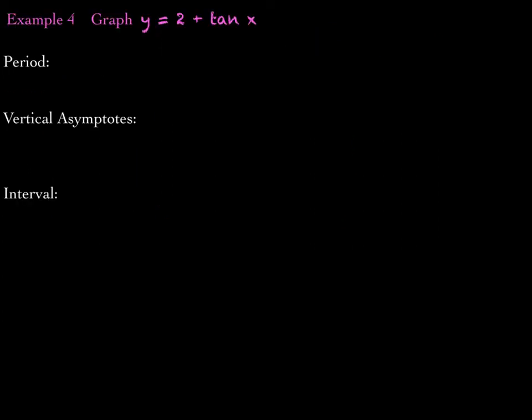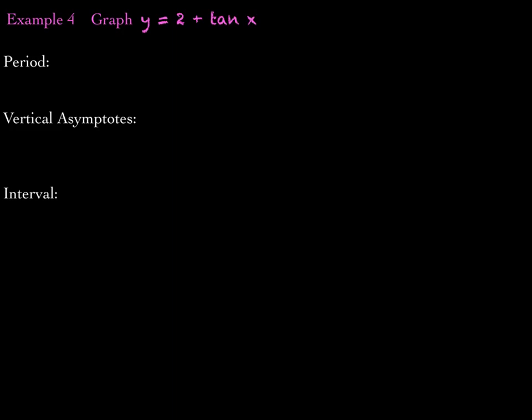All right, next we have y is equal to 2 plus tangent of x. I want you to notice something right away. The argument is just x. There is no horizontal transformation here. There is no phase shift. There's no horizontal stretching. There is no horizontal shrinking. So the period is not going to change.